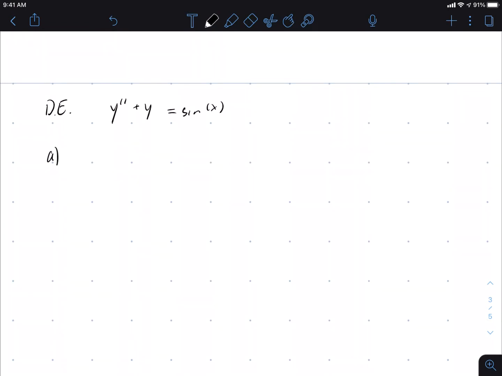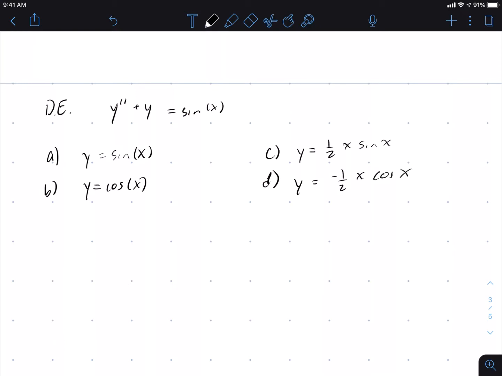So if A was y is equal to sine of x, B is y is equal to cosine of x, C is y is 1/2 x sine of x, and D is y is equal to a negative 1/2 x cosine of x. We're going to try to see what satisfies the given problem.